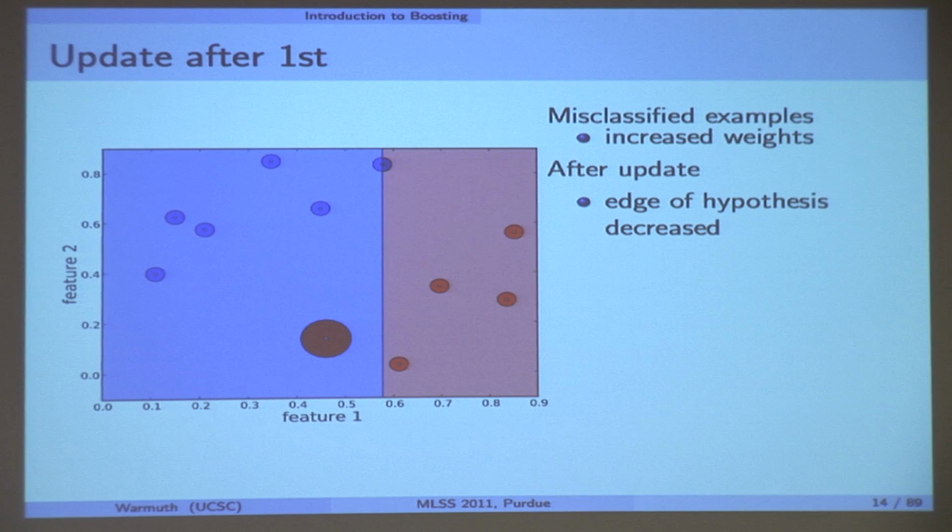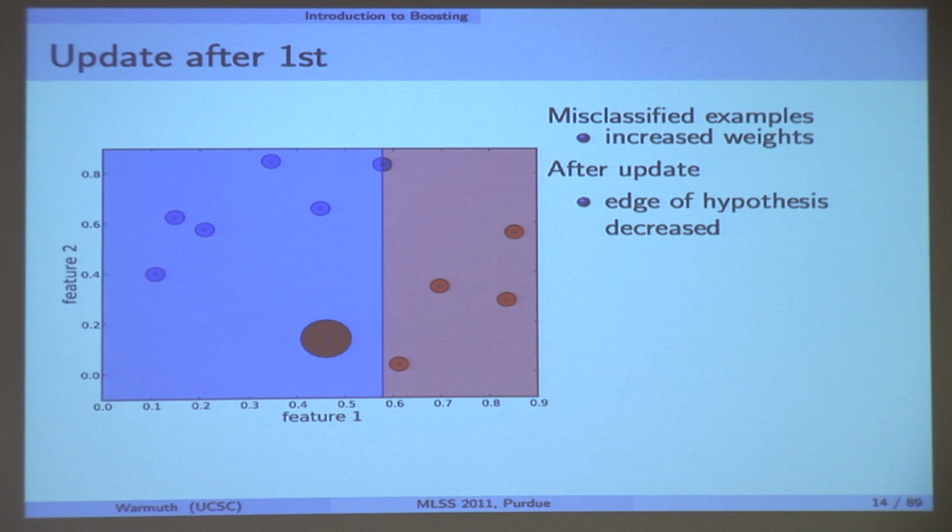Before that, they were all the same size because we had a uniform distribution. At the beginning, we didn't know anything. Then we had this classified, and this one was classified wrong. So now this one's weight is brought up, and the weights of the other examples go down uniformly because they were all classified correctly, so that the total weight sums to 1.